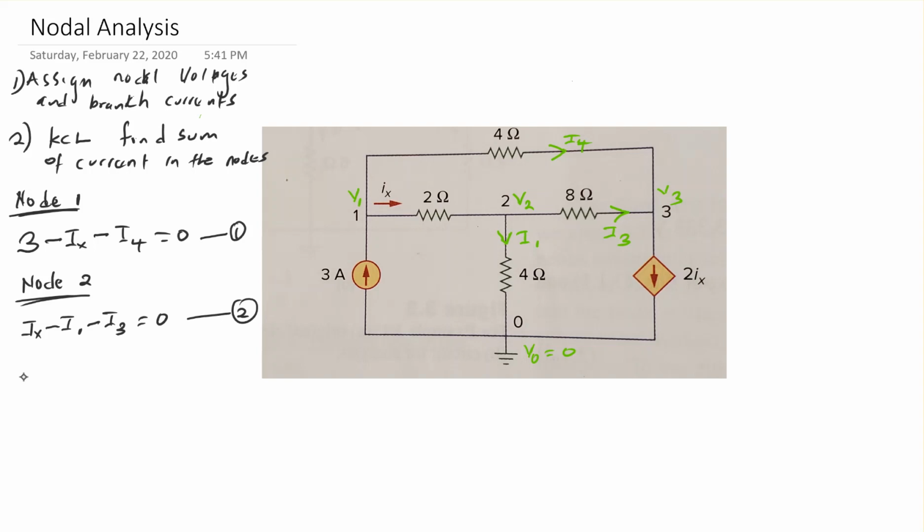And node 3, which is the last node. We have I3 flowing in. We have I4 flowing in too. But 2Ix flowing out. And all this will give us 0. Equation 3.